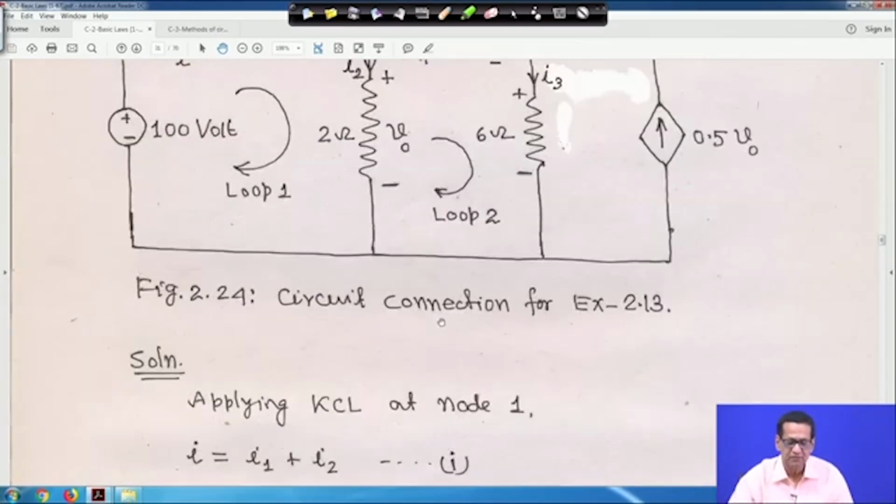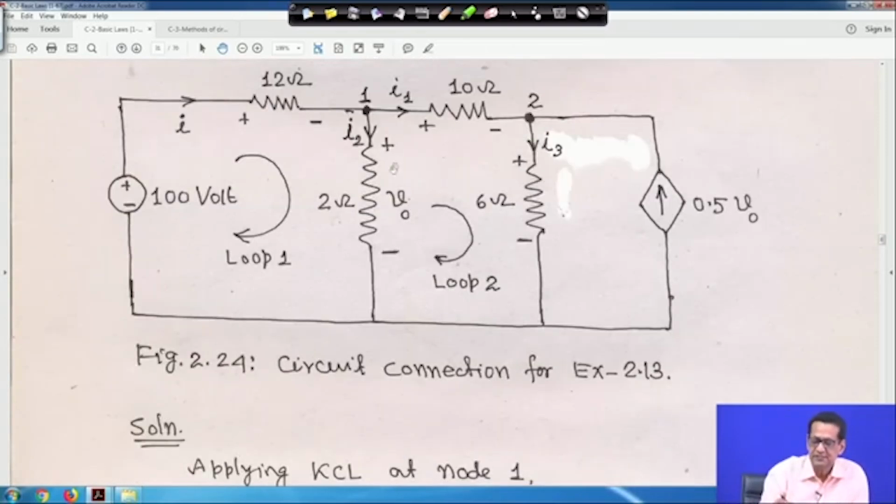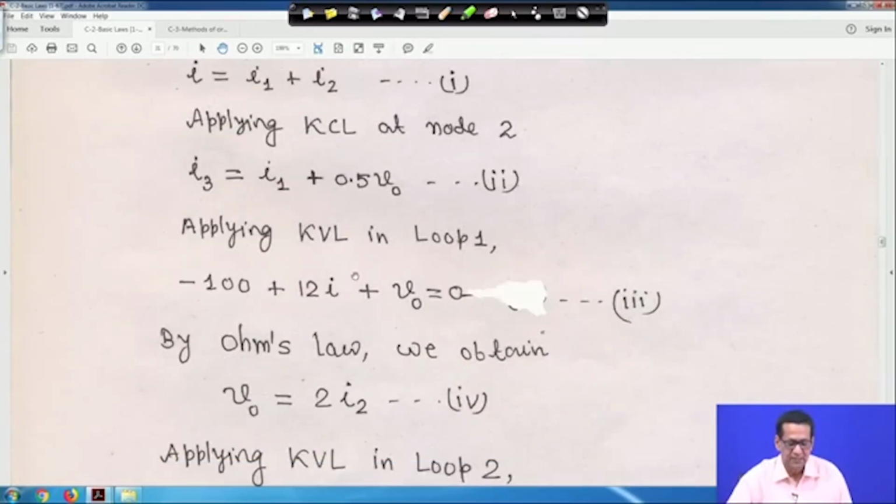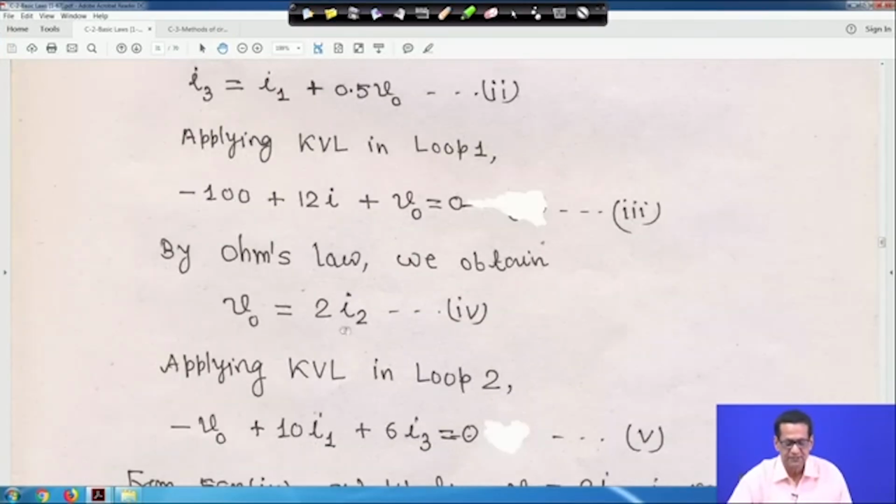Actually, V0 is, from Ohm's law, 2 into I2, since the current enters the positive terminal. So V0 is equal to 2 I2. This is the KVL in loop 1. By Ohm's law, V0 is equal to 2 I2.